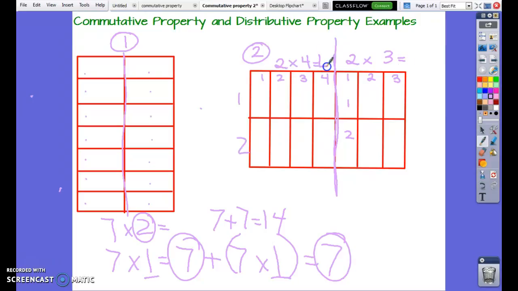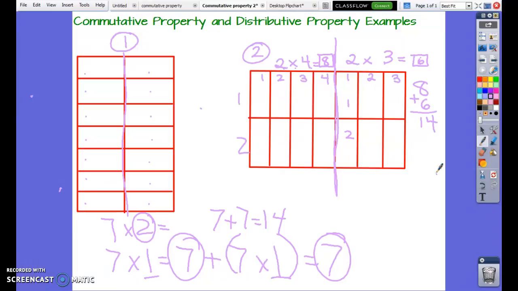So now I'm going to get my product, and I'm going to add them together. 2 times 4 equals 8. 2 times 3 equals 6. 8 plus 6 equals 14. So that is distributive property.